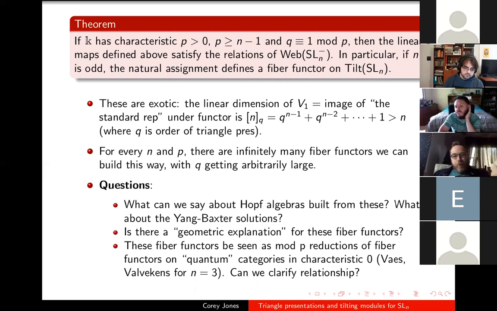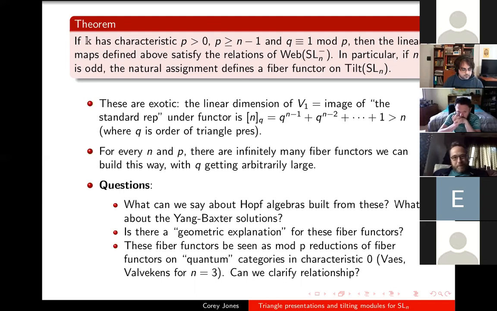So is everything in FP, or do you need more? It's over an algebraically closed field of characteristic P, but which P you use, if you fix a triangle presentation that has order Q, you can pick any P that divides Q minus 1, basically. So P is allowed to vary, and there are going to be finitely many.